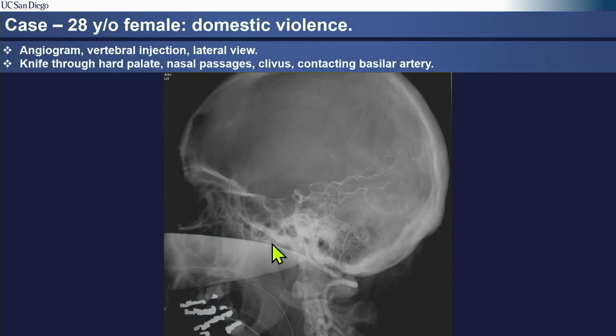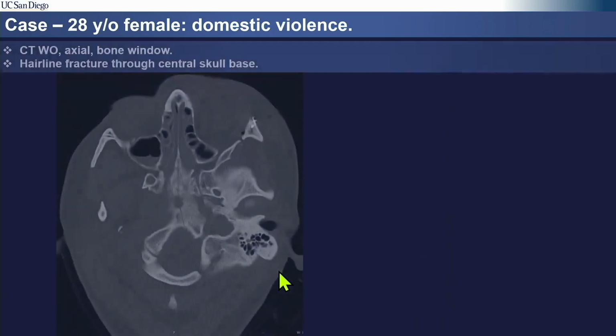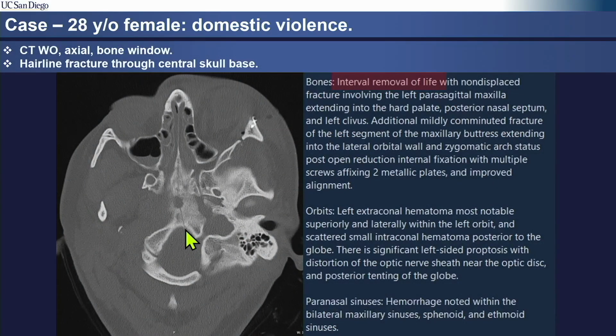They did a cerebral angiogram, and as you can see, the tip of the knife actually contacts the basilar artery but does not penetrate it. So this patient was very lucky. The knife was removed, leaving a linear fracture through the clivus, as you can see here. And just as an incidental, somewhat funny add-on here, the report said "interval removal of life" instead of knife.